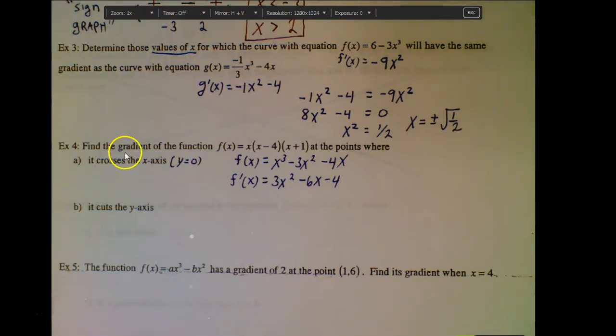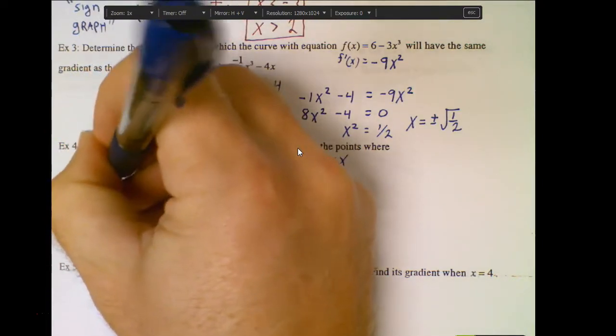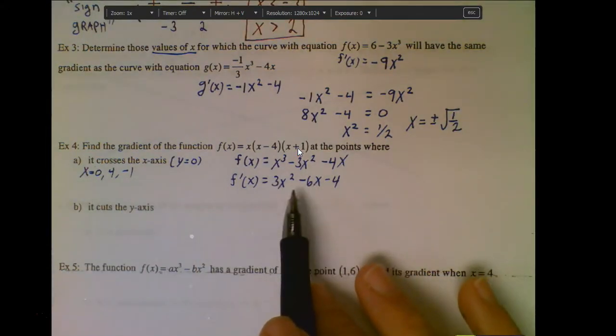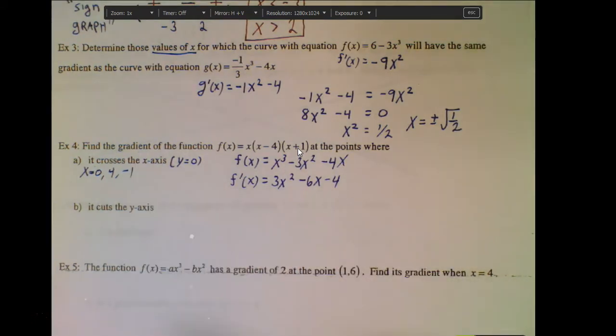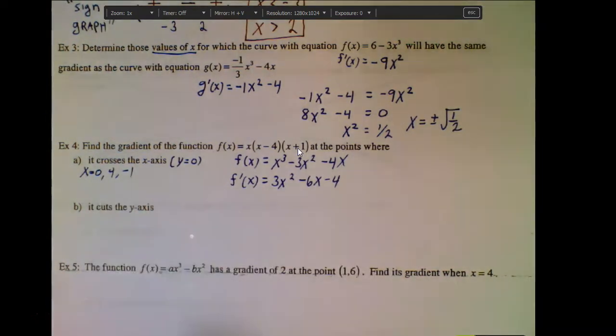So what is the gradient where it crosses the x-axis? So again, I know this simply tells me which x values I should be subbing in, right? I know on the x-axis the x values are 0, 4, and -1. So that means those are the three numbers that I have to plug into the derivative in order to find the gradient that they are asking for.